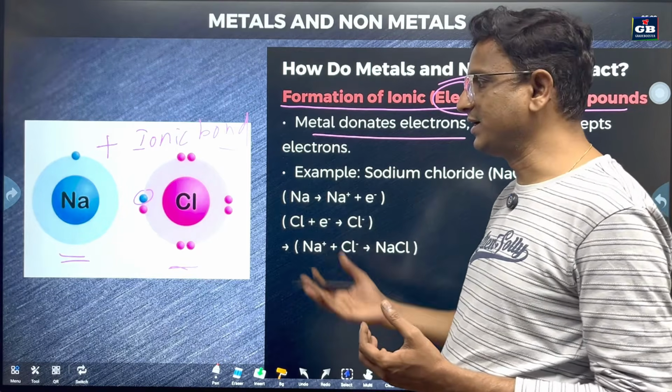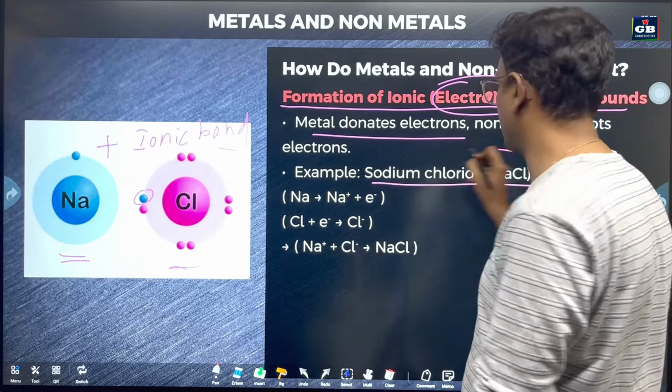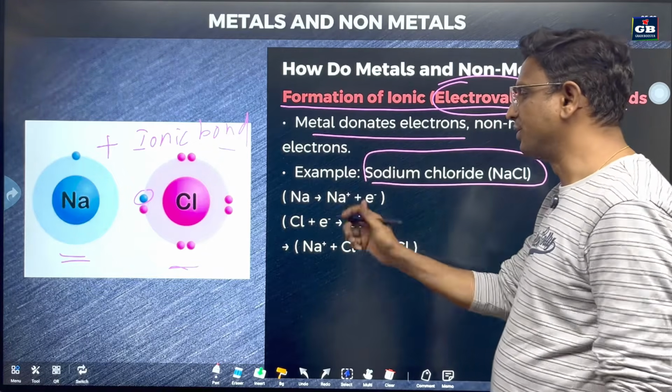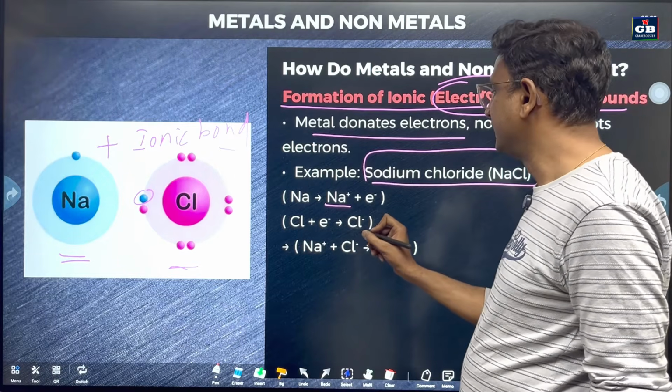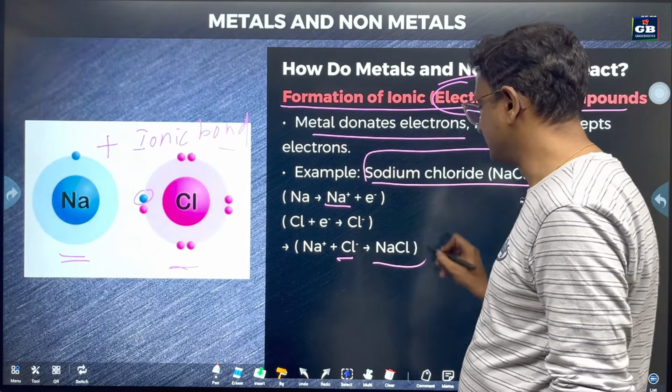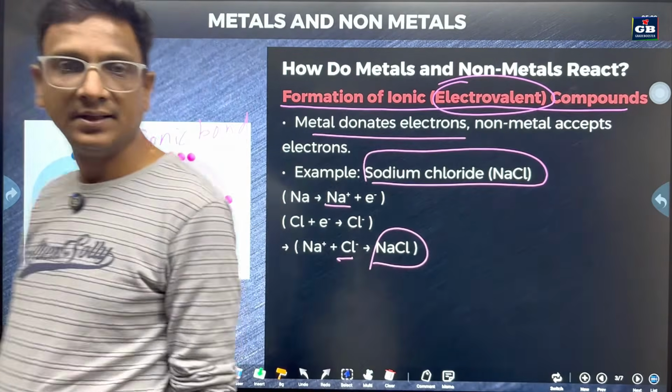Who donated? Sodium. Who has taken? Chlorine. So for example, sodium chloride, NaCl, the common salt. Sodium, by giving the electron, becomes Na+, and chlorine, by taking the electron, becomes Cl-. So it forms NaCl. Right, children?